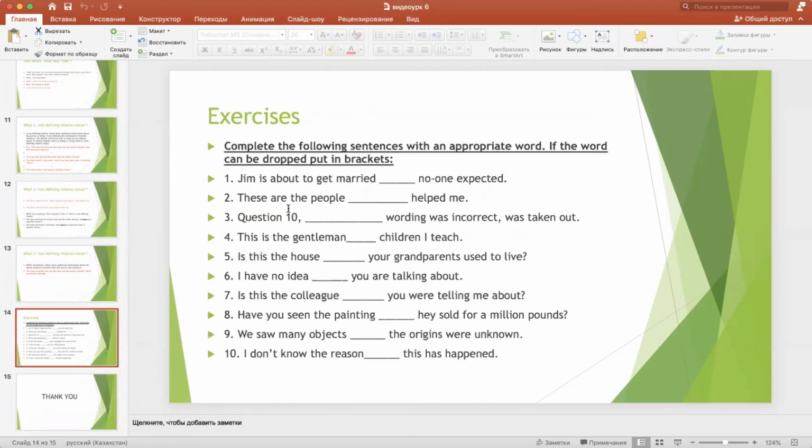So here, 10 sentences you have to complete with the following and an appropriate word. If the words can be dropped, put them in brackets. So here is the exercise for you to do. I'll give you 5 minutes. You can send it to me by email when you have done.